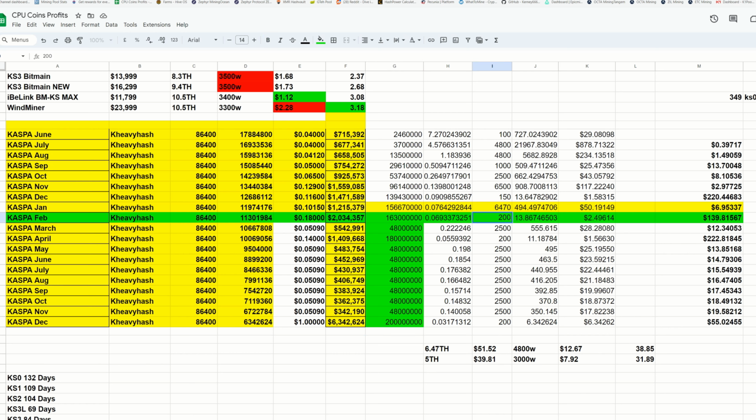Now let's take a look at something like the KS02. We're going to take a look at 2002 terahash here, I guess, and that is $24.96 at 1200 watts. You know, the profitability on these ASICs are insane.